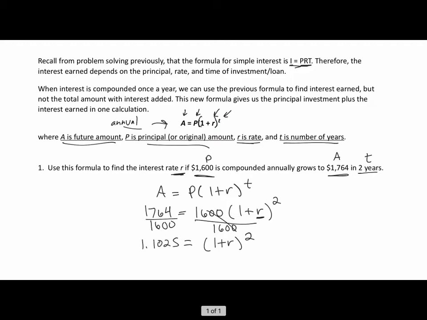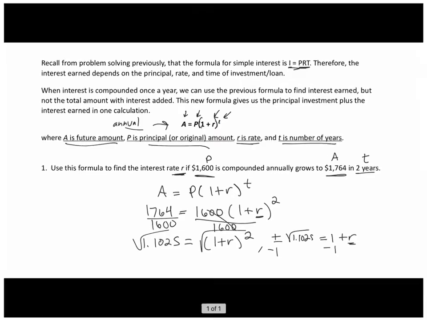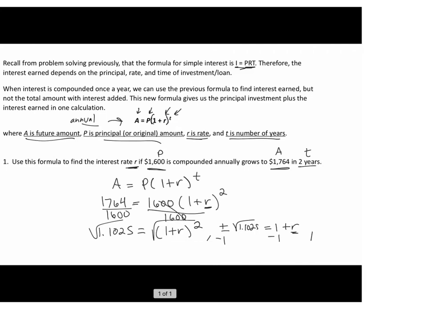1.1025. So now we can use that square root property so that on the right side we've got just 1 plus R, the radicand. On the left side, remember it's plus or minus the square root of 1.1025. And then we need to solve for R, so we have to subtract 1 from both sides. So that -1 plus or minus square root of 1.1025 equals R, the rate.